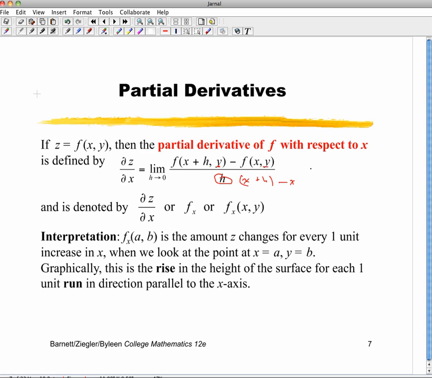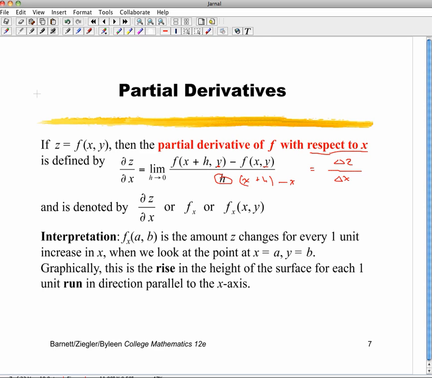And so if I wanted to characterize this in a simple way, the outputs of the f's are what we call z. So I would say this is a change in z, and down here I have x plus h minus x. That's a change in x. So all I'm doing here to find the derivative with respect to x is measuring the change in the z-coordinate with respect to the change in the x-coordinate.